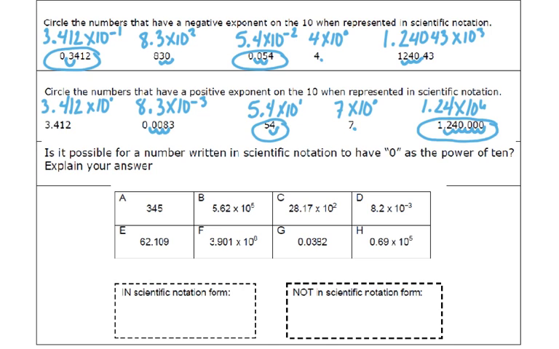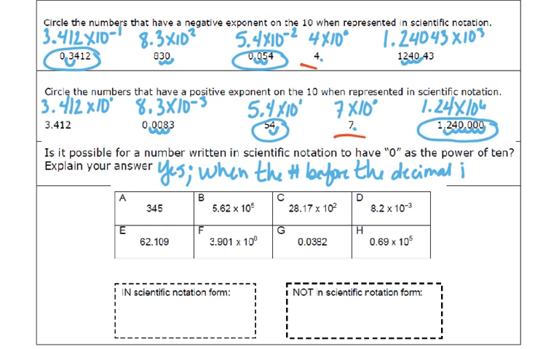Now it says, is it possible for a number written in scientific notation to have 0 as the power of 10? Explain your answer. So yes, we've already seen in our two examples up here that it is possible. So yes, it's possible when the number before the decimal is already 1 to 9.